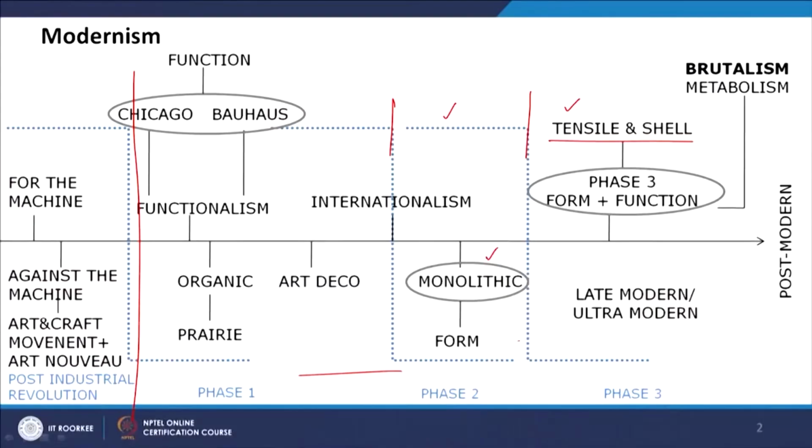And then we have seen a little more preference was given to aesthetics, so we have seen tensile and shell. After that, this phase, which is phase 3, is also called late modern or ultra modern, where Gaudi-like architecture, tensile and shell was there, as well as brutalism and metabolism. So brutalism, metabolism, tensile and shell transformed and changed their style and percolated into the postmodern movement. So we will discuss brutalism today.